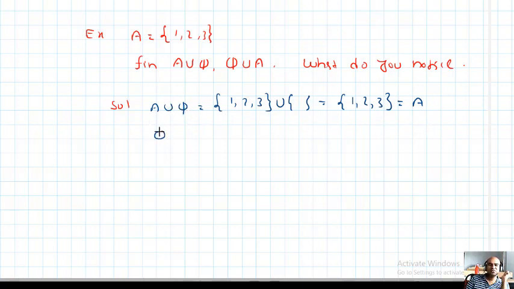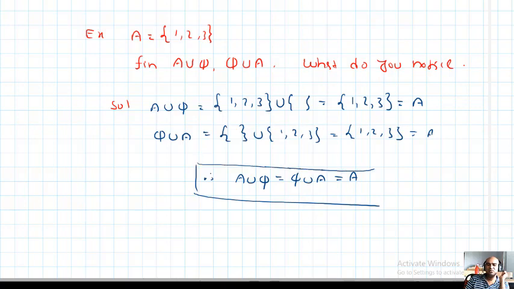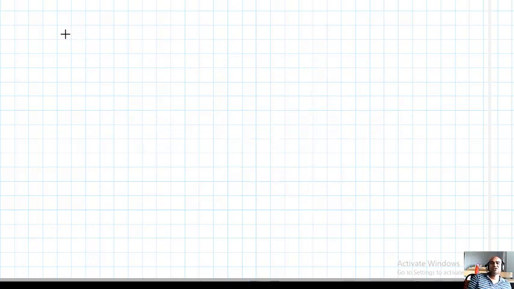Similarly, phi union A should be found. Phi means emptiness, union 1, 2, 3. Again we will get the same thing, 1, 2, 3, that is nothing but A. So what is my final conclusion? A union phi equal to phi union A is always equal to A only. Should note. Now I will explain what is the property of identity in general.